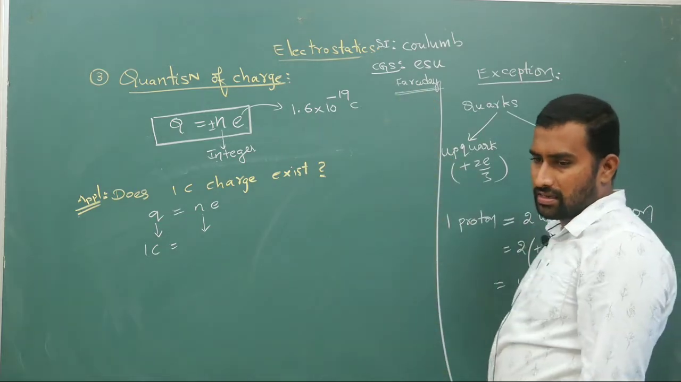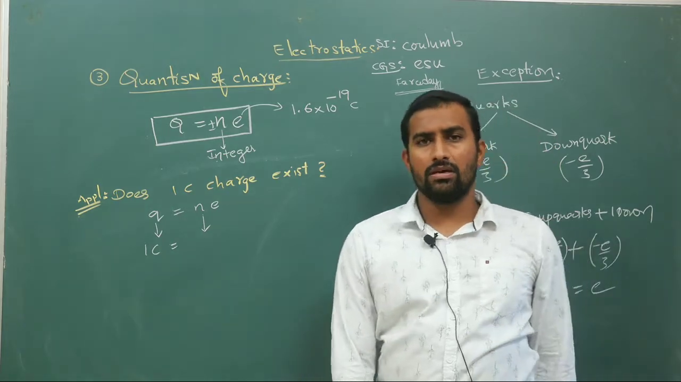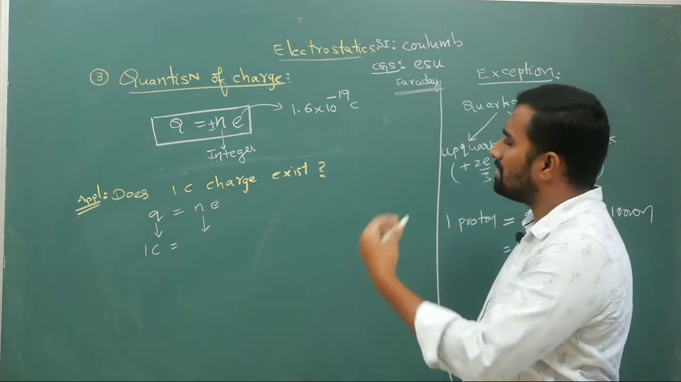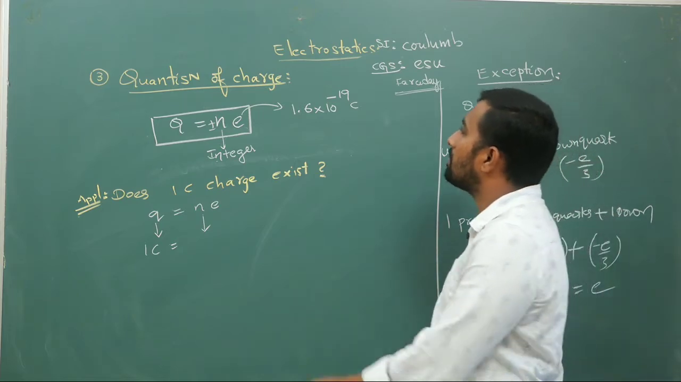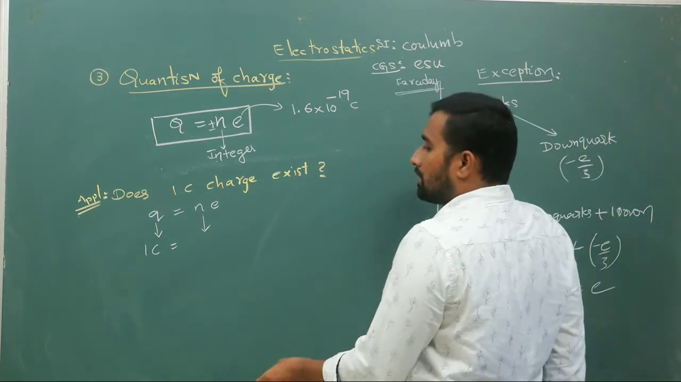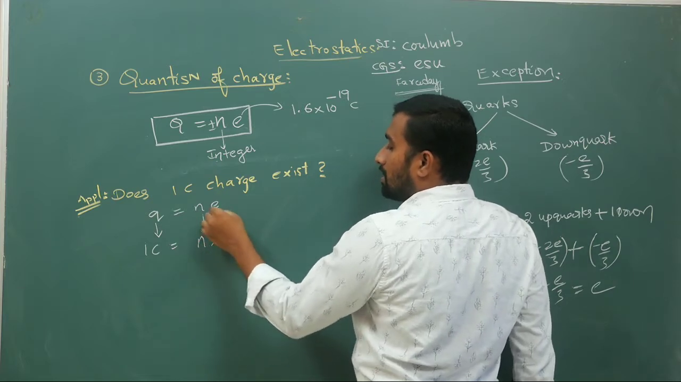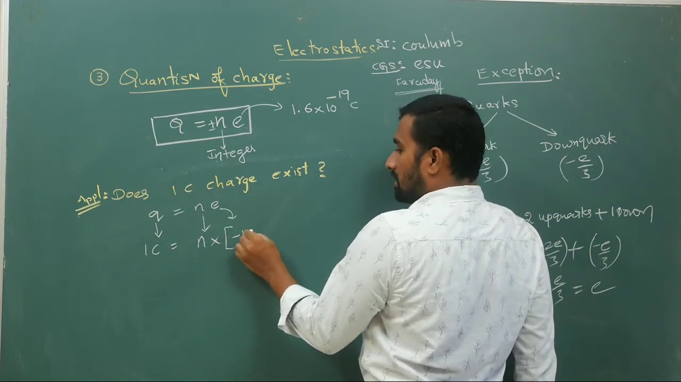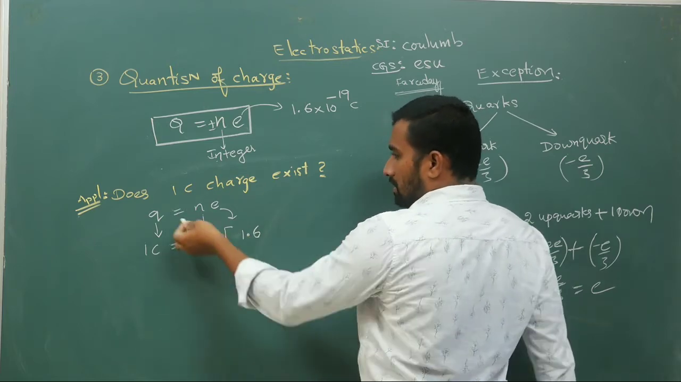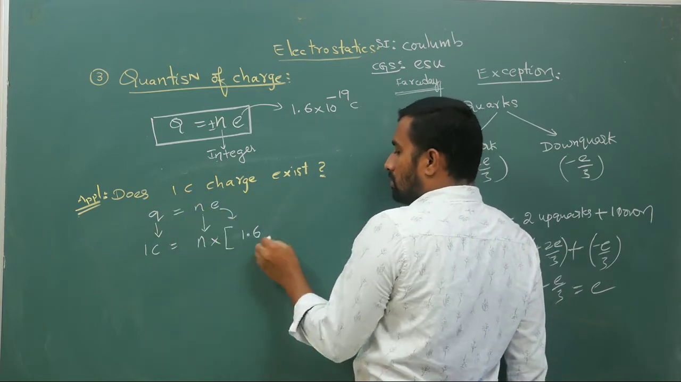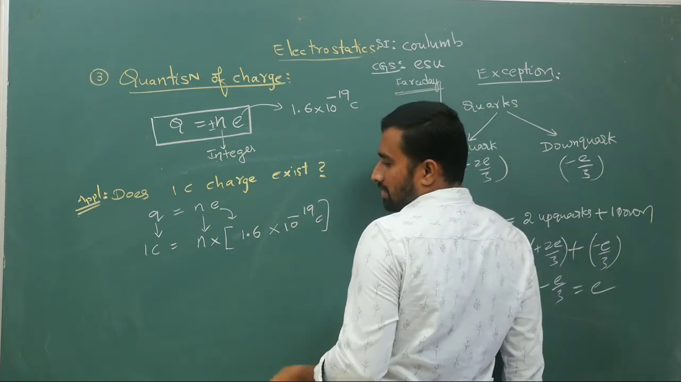96,500 coulombs is Faraday. 1 mole of electrons will contain a charge of 1 Faraday. Some books give that part, but my point is to make you understand the physics better, not the units. So here 1 coulomb is N times the charge of an electron. You don't need to keep the minus sign, because it is a positive charge, plus 1 coulomb. I am simply writing plus 1.6 into 10 power minus 19 coulombs.